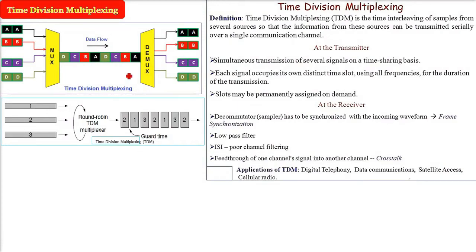TDM, or time division multiplexing. Just assume there are 4 people in a room. Everyone is assigned 15 minutes. You have 60 minutes, or 1 hour. Everyone is allowed to speak for 15 minutes. When one is speaking, the others have to be quiet.